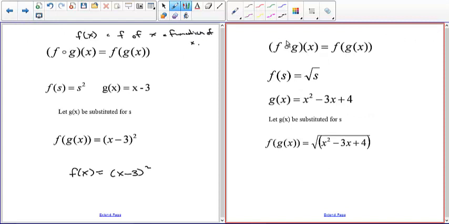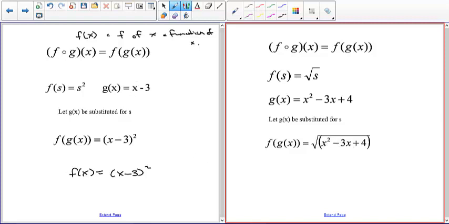So let's look at another example. So f of g of x. So f of s is equal to the square root of s. And I have g of x is x squared minus 3x plus 4. So if I want f of g of x, instead of having s as the argument, g of x is the argument. So f, the square root of s, where s is replaced with g of x, is the square root of x squared minus 3x plus 4.